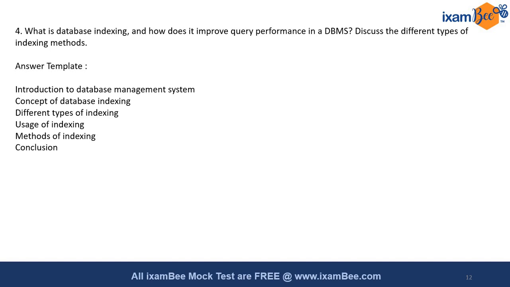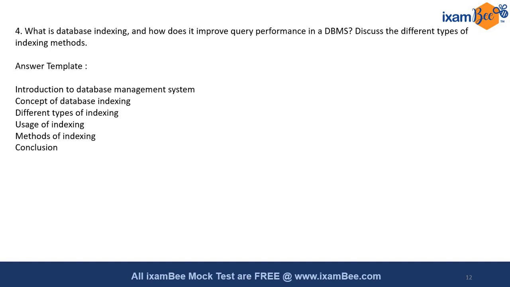First, you have to give an introduction of the DBMS. Then again, you are going to explain the concept of database indexing. Once you explain the database indexing, explain the different types of indexing that we have. Then the uses of indexing, the method of indexing, and in the conclusion, you are going to write how we can use indexing to improve our query performance. That will be your conclusion here.